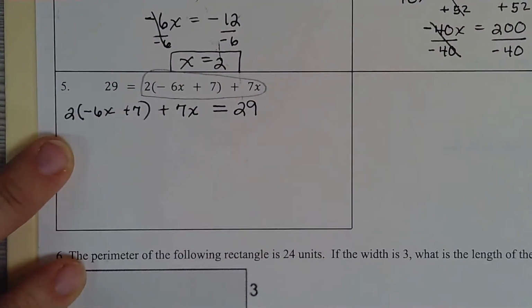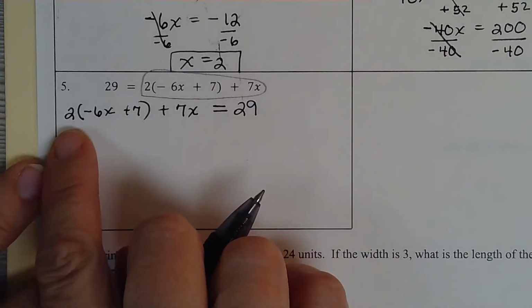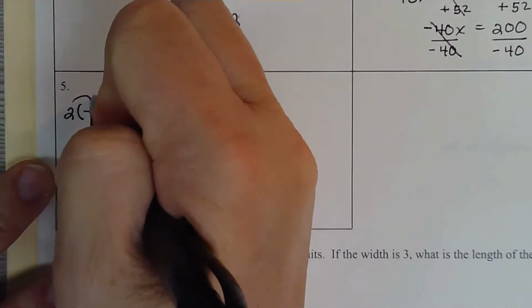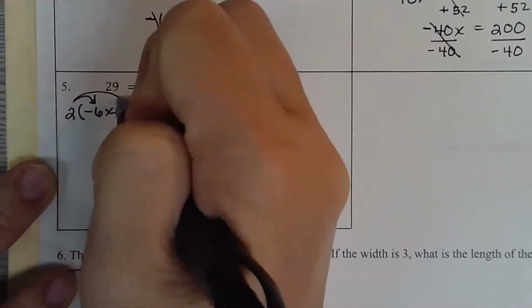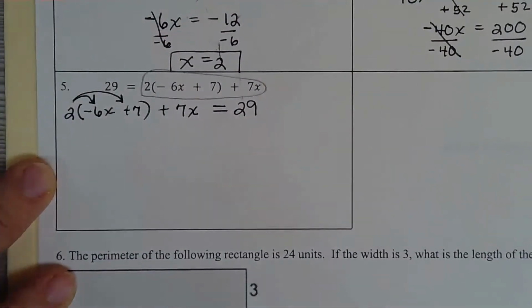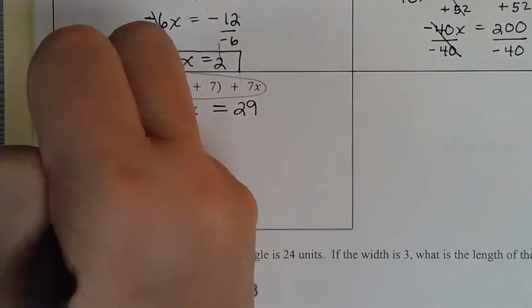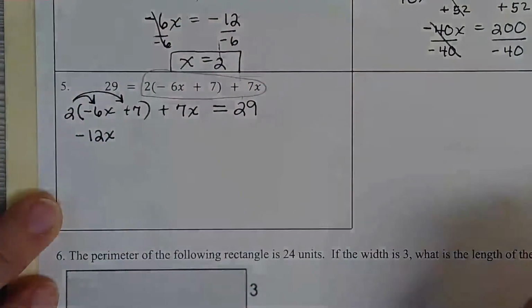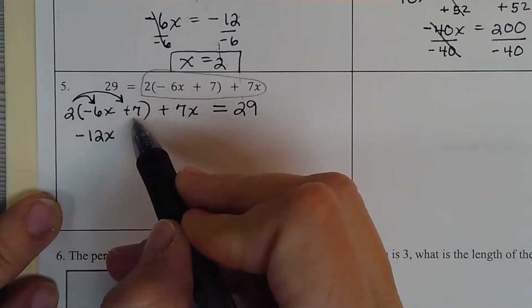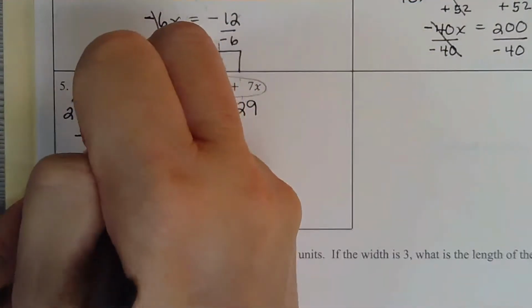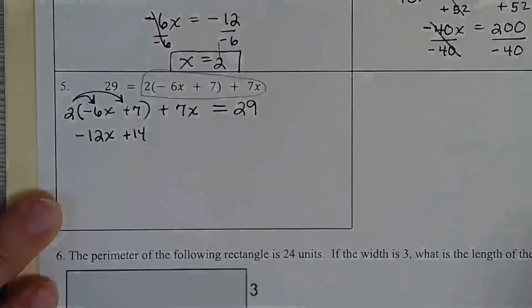All right, next, we're going to distribute this 2. It's on the outside of the parentheses. Distribute 2 times negative 6x, 2 times positive 7. 2 times negative 6x would be negative 12x. 2 times 7 would be a positive 14. Bring everything else down.